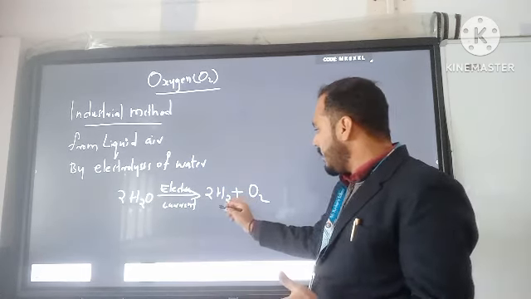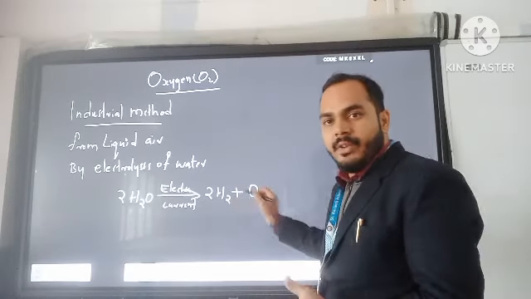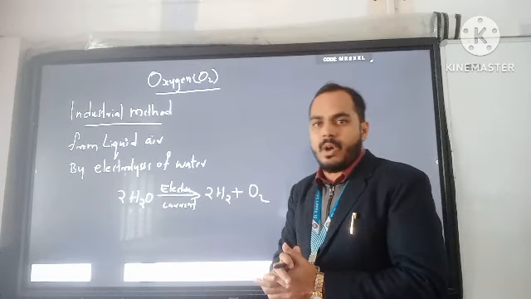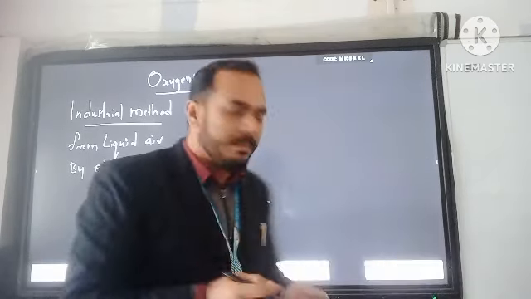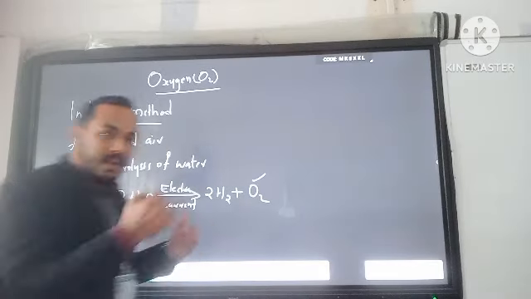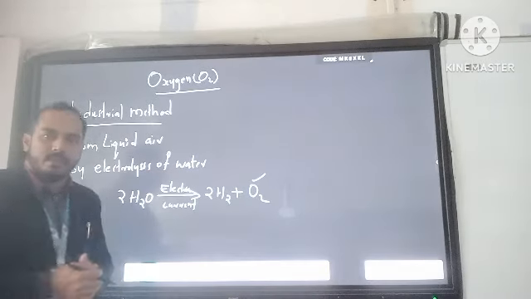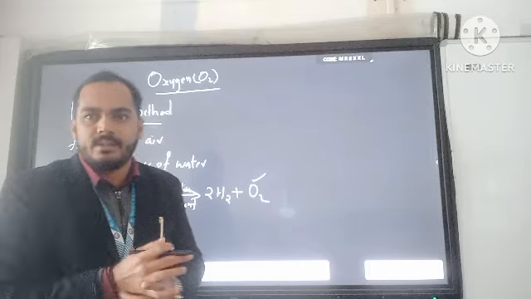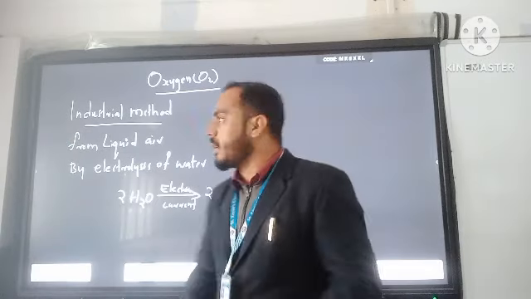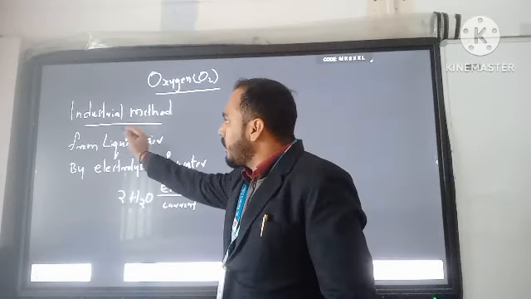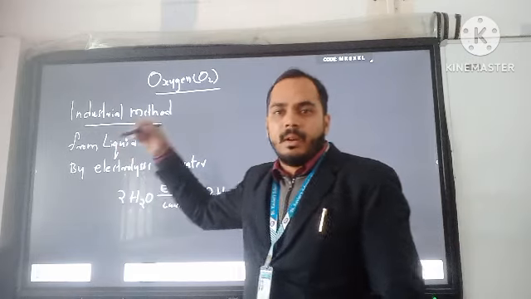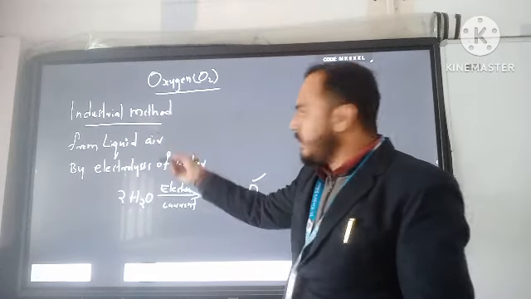That means hydrogen and oxygen will be separated. According to this way, we can easily separate the oxygen with the help of the electrolysis process. So these two are the industrial methods to separate the oxygen.